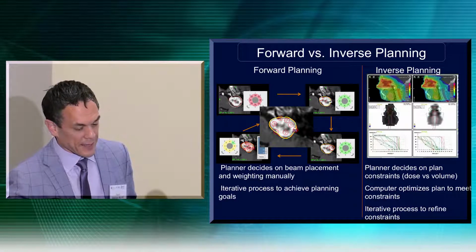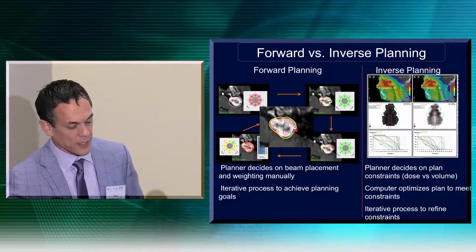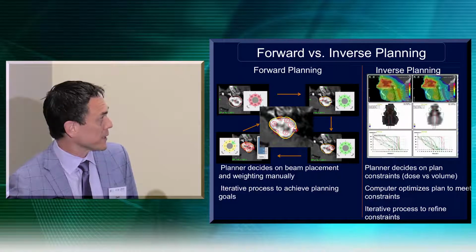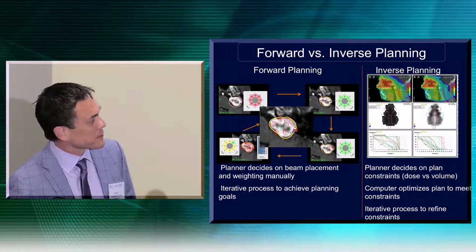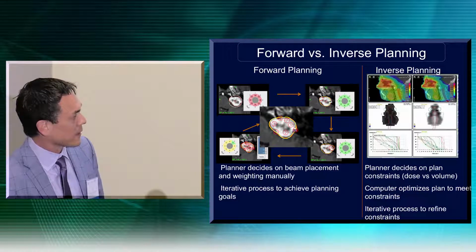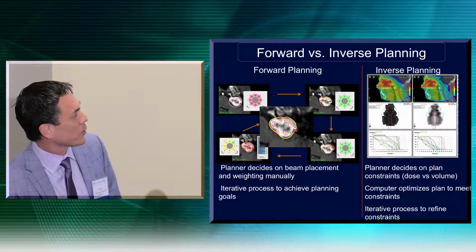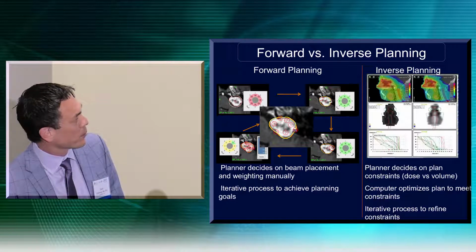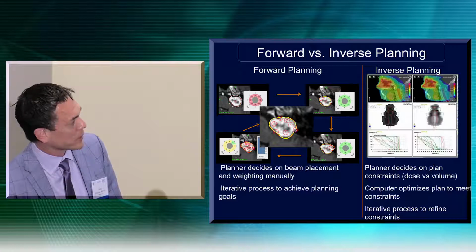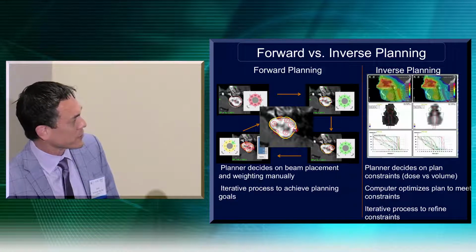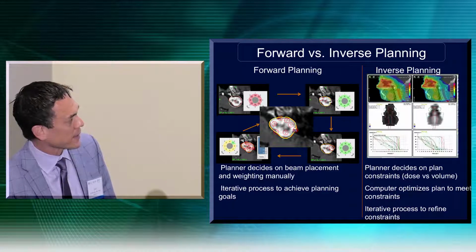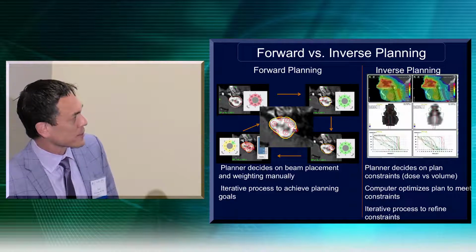So to make that plan, there's two ways basically people try to go about it. There's forward planning and inverse planning. So in forward planning, it's up to the person running the planning system to decide on beam placement and beam weighting. And here's a gamma knife example where you've got a spot and a tumor and they don't really match. So you add another one and then another one and then a bunch more. And eventually you get a prescription isodose line that closely matches the shape of the target.